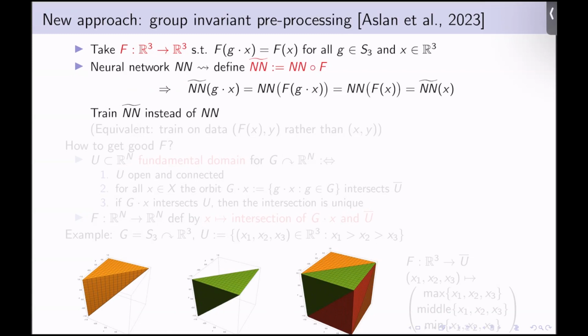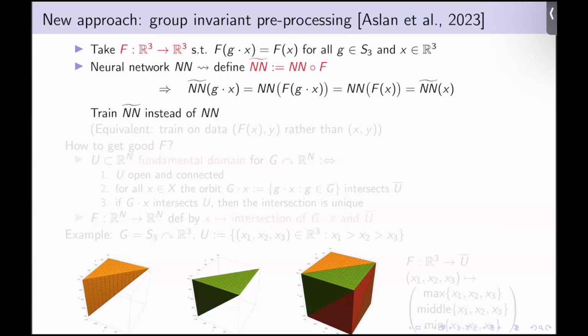But you see, if you take a stupid map like F the 0 function, then your n twiddle is just the 0 map. Or maybe it's not the 0 map, but it's just the bias of your neural network NN. So it's not going to learn anything interesting. But if you found a good map F, then you can train this n twiddle instead of NN.